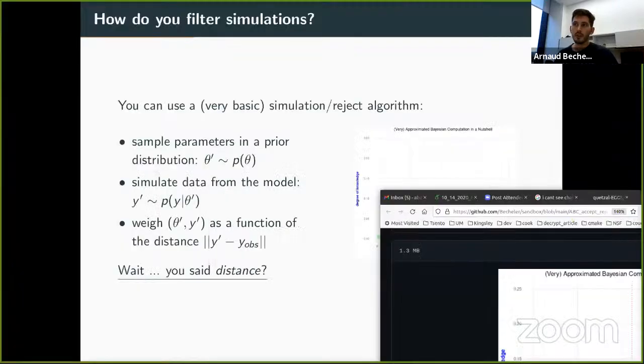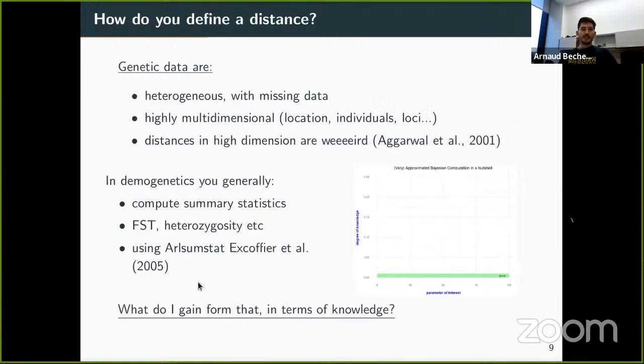But how is it working under the hood? How do you define this distance and this threshold? That was a big thing until recently in ABC, and that's still problematic in some aspects. If you're interested in genetic data, you are dealing with data that are very heterogeneous. You have missing data, you can have different types of markers, and the dimension is very high. You have all these sampling points, all these individuals that have been genotyped, and multiple loci. And what happens is that distances and metrics, when you're working in high dimension, act really counterintuitively. If you're interested in that, there is a nice paper from Aggarwal and co-authors, and it's very accessible and kind of fun to read, because I would never have thought that high dimension distances would be so tricky.